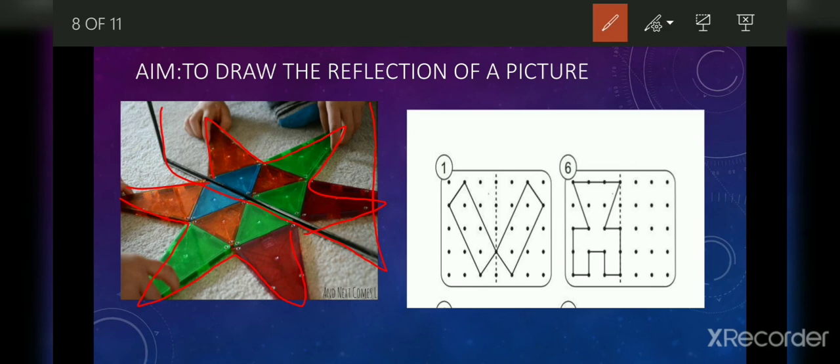Now more examples are there. Suppose this is the mirror and this is the object. So you can easily see the image of the object on the right hand side. Okay, similarly you can try to draw the image for this one also. Let us draw it like this.